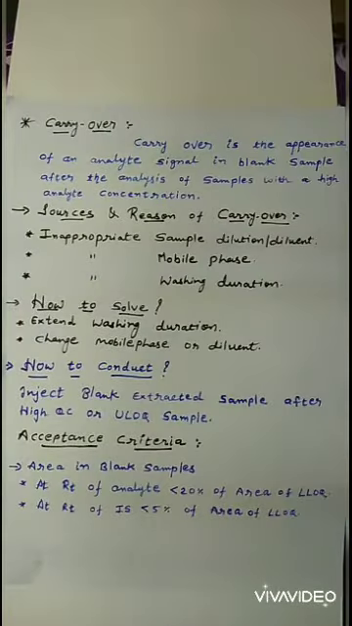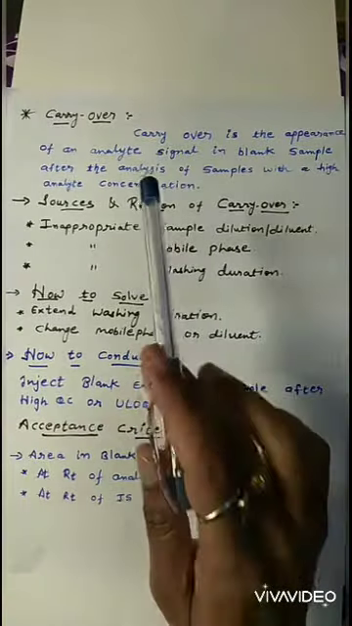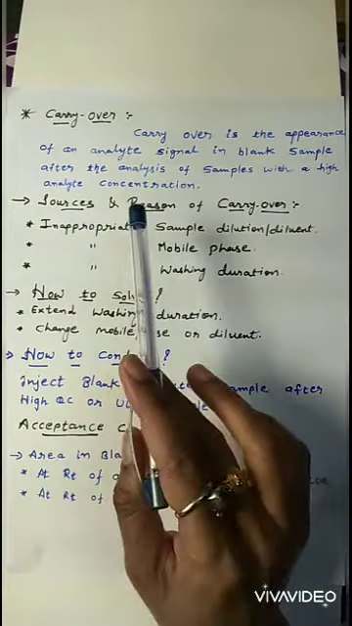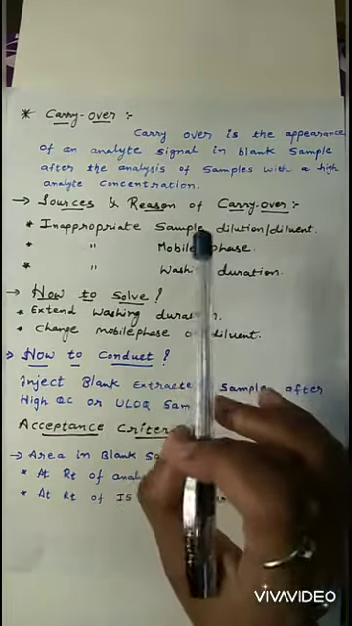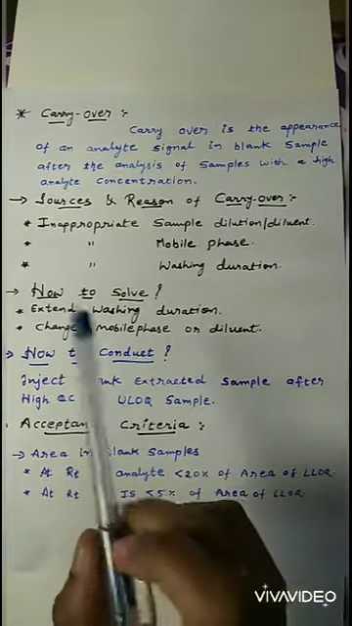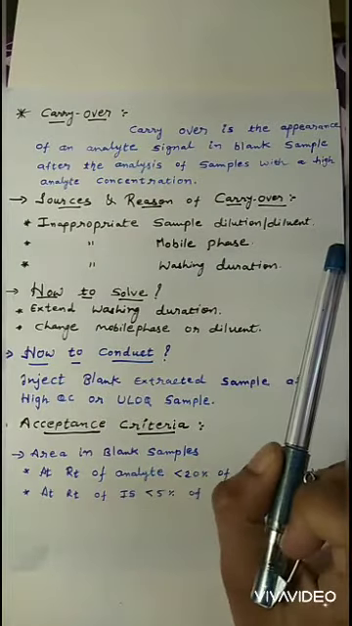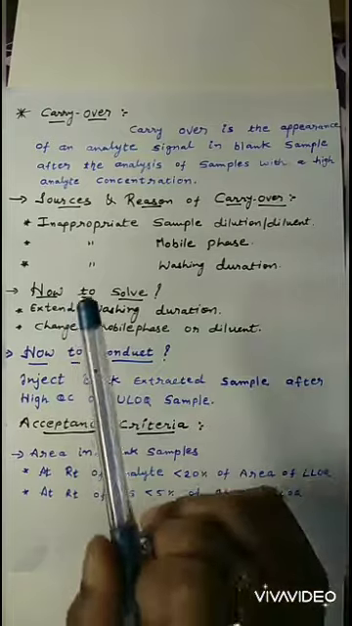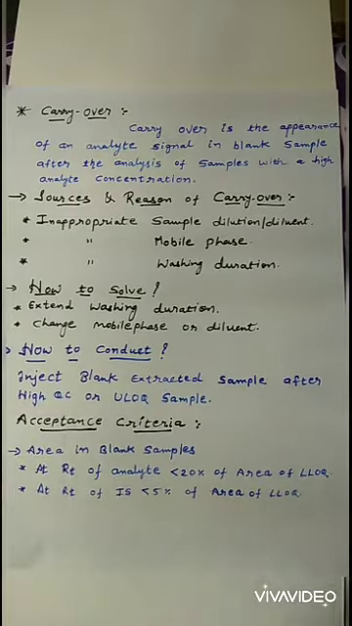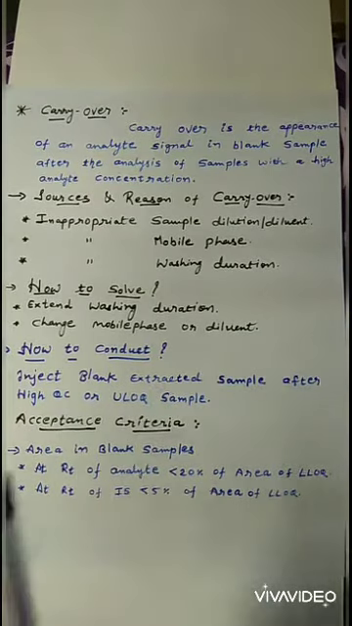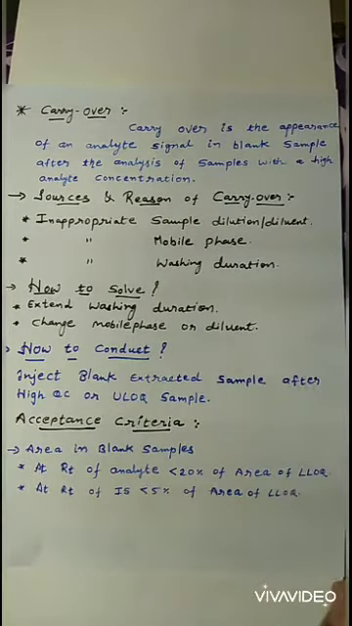Now we will see the carryover experiment. What is carryover? Carryover is the appearance of an analyte signal in a blank sample after the analysis of samples with high analyte concentration. Now, what are the source and reason of carryover? First, inappropriate sample dilution or diluent, inappropriate mobile phase, inappropriate washing duration. Sometimes we inject a blank sample after high QC and we get area in the blank sample. This is called carryover, and these are the sources and reasons for that carryover.